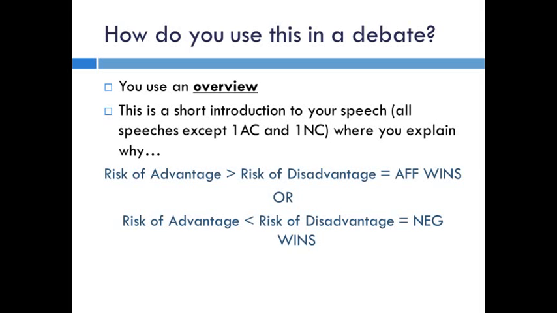So how do you use this in a debate? You use an overview. This is a short introduction to your speech that should be used in all speeches except for the 1AC and the 1NC, where essentially you explain why either the risk of the advantage is greater than the risk of the disadvantage, so the AF wins, or the risk of the advantage is less than the risk of the disadvantage, and therefore the neg wins.